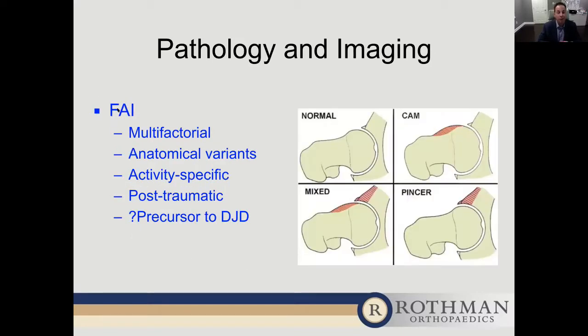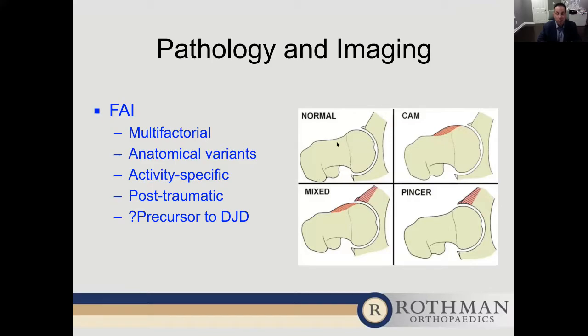So FAI, or femoral acetabular impingement, is multifactorial. It can be from some anatomic variants. It can also relate to activities that require a lot of flexion and rotation of the hip. Sports such as hockey, soccer, and things like that cause a lot of flexion rotation of the hip. It can also be post-traumatic. And the big question was, is FAI a precursor to arthritis? And I think for the most part, that's been proven yes.